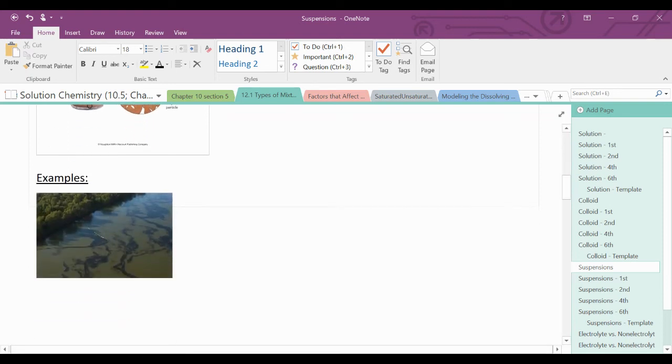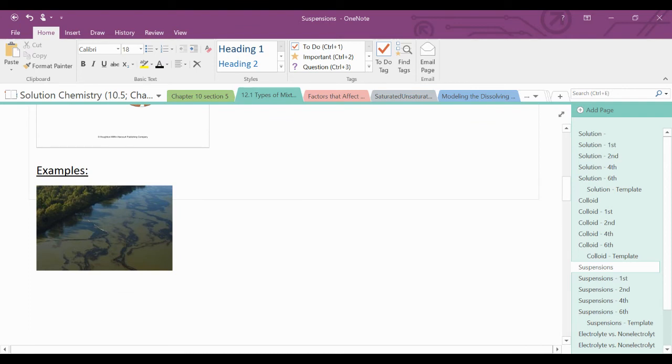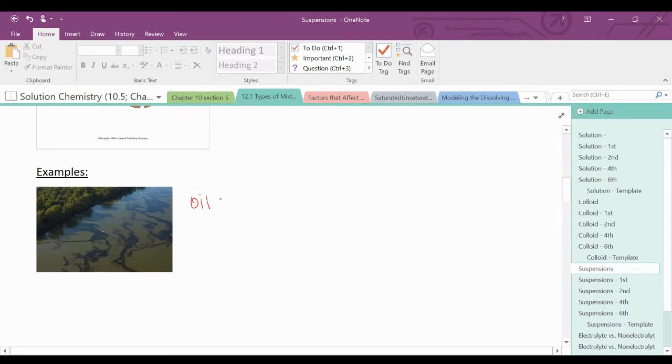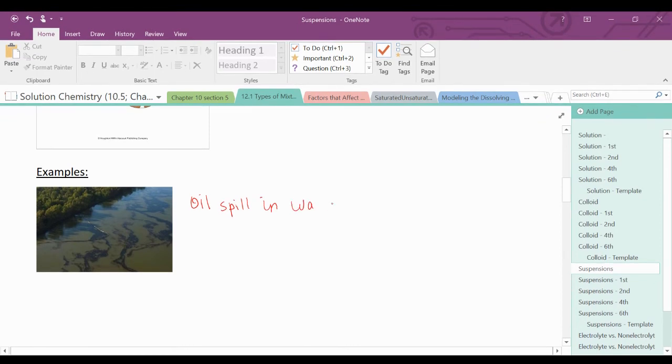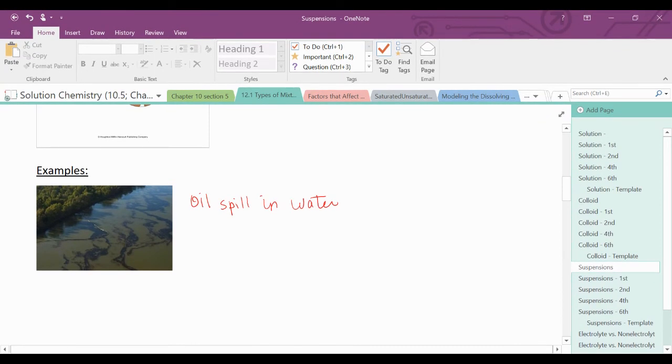All right, so let's talk about some examples. So think of anything that has to be shaken or stirred, typically as a suspension. So those cough syrups that you have to shake before you dispense it out of the bottle. Here you can see my layers. So we have an oil spill in water. So you can clearly see the oil and the water layers here.